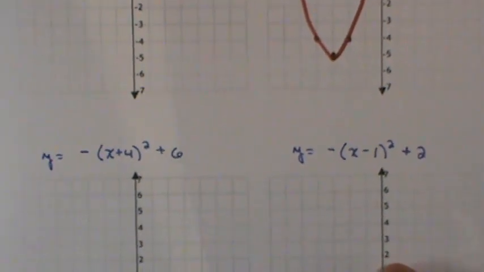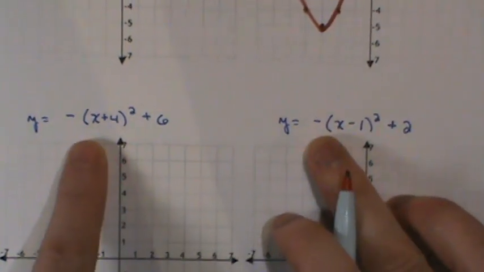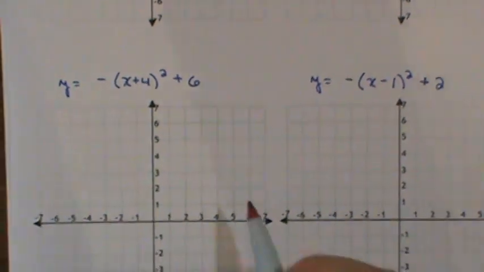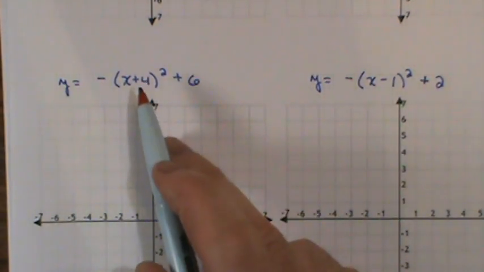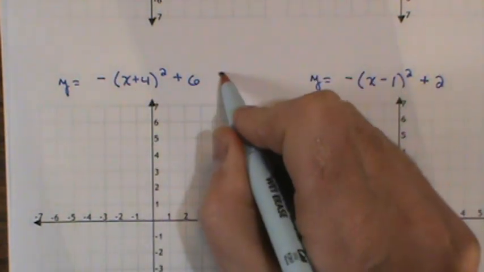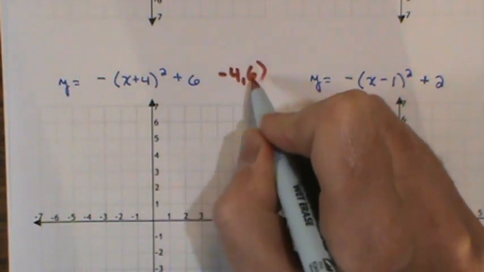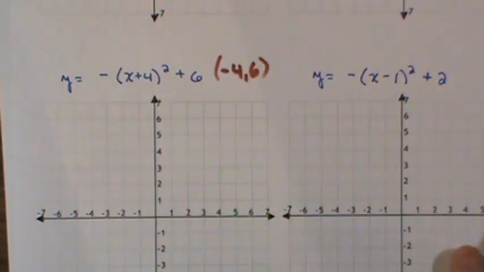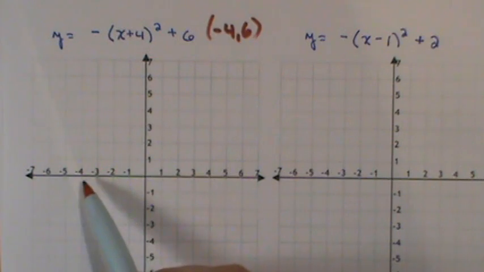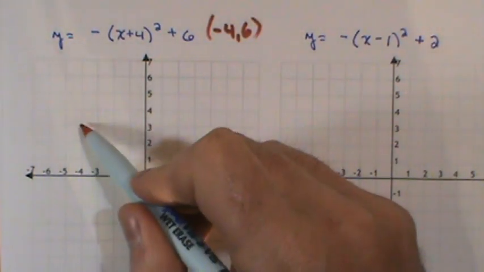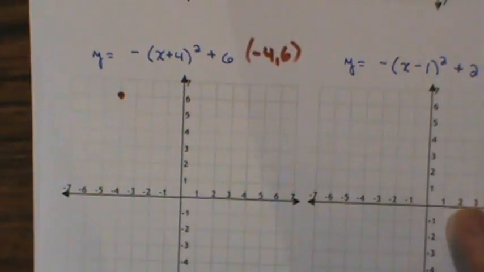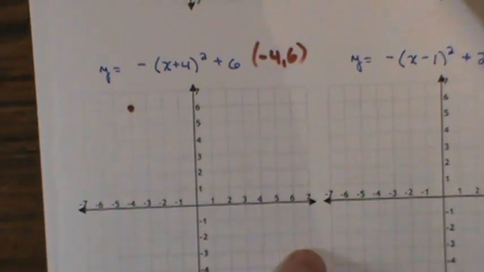On this paper I have a few of these that have negatives. So these are going to open downward because the A values are negative. The process doesn't change. I'm simply going to find my vertex at (negative 4, 6). Opposite of what's in parentheses, keep what's on the outside. So I go to negative 4, up 6, 1, 2, 3, 4, 5, 6. And then everything starts from there. It's basically a giant phase shift.